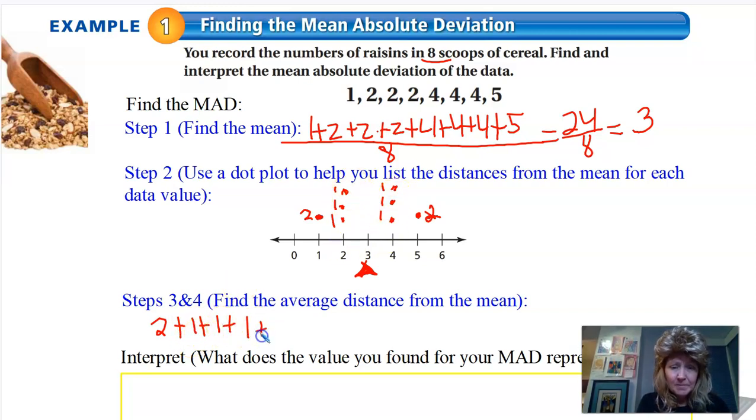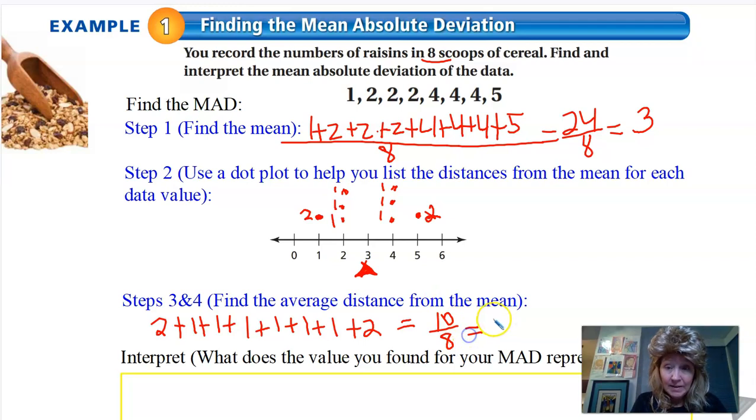1, 2, 3, 4, 5, 6, plus I have another 2. So when I add all those numbers, I get 10, right? 2 plus 2 is 4, plus the 6 is 10, divided by 8. Okay, so I get 1.25 when I use the calculator and do the math.